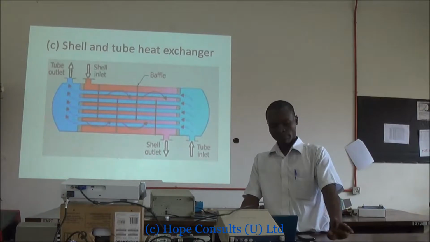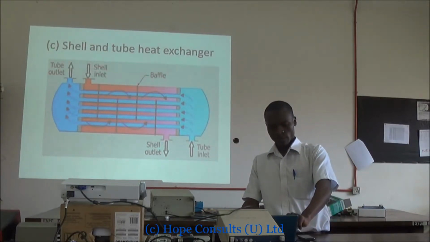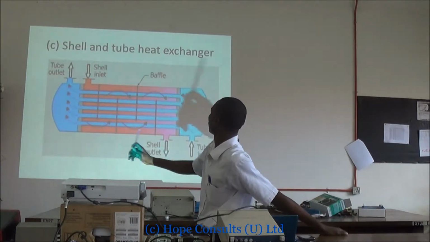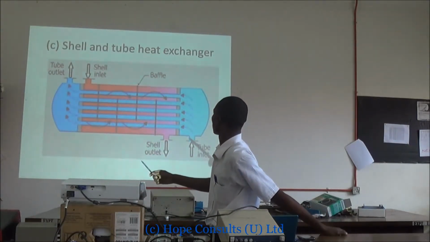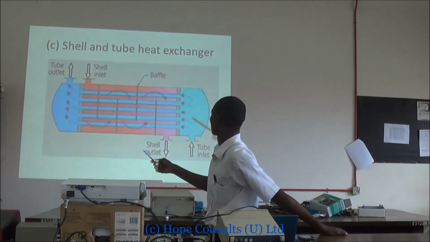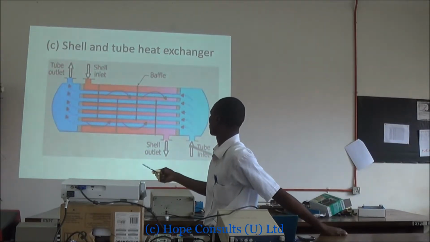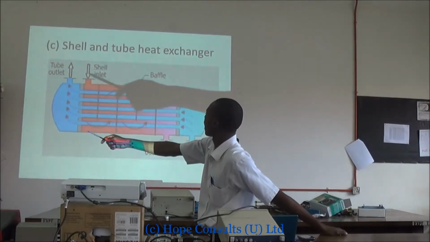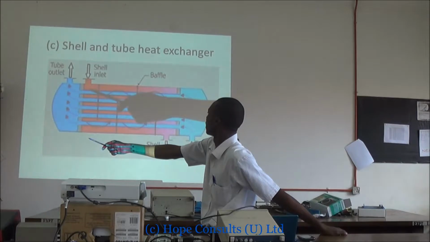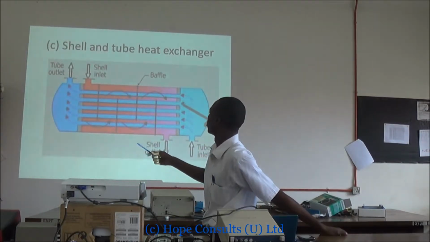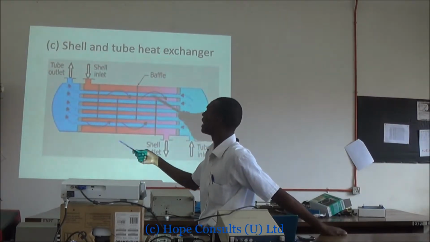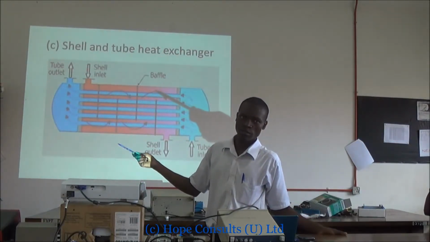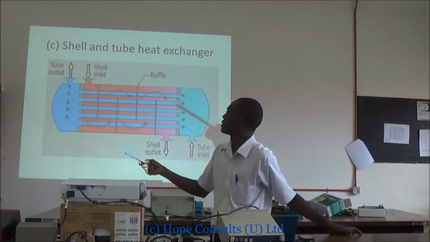So you find that we have the shell inlet at this point, and we have the tube inlet at this point. As this fluid enters at this point, it flows through. And now at this point we have the shell inlet. Another fluid is entering from here, and it is also coming in. So within the shell, heat exchange takes place. Could you tell us how this could be located?